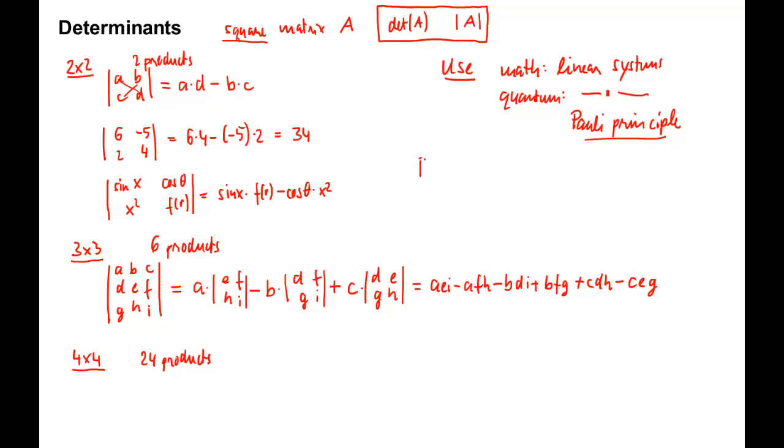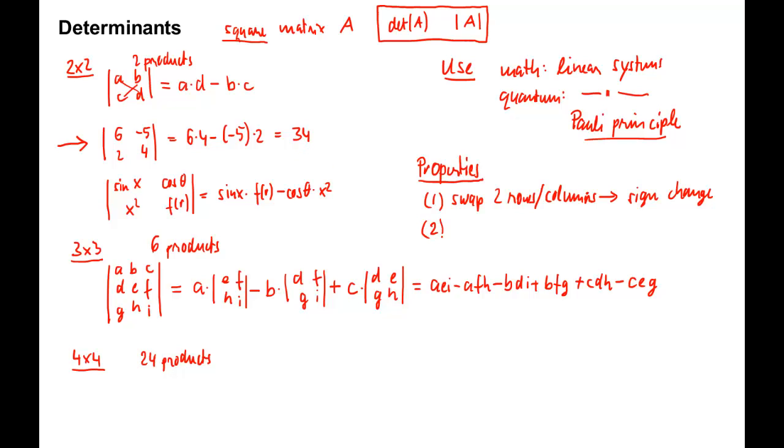Determinants have a lot of useful properties. For quantum chemistry, the most useful ones are the following. First, if you swap two rows or two columns in a matrix, then the determinant changes sign. For example, in our first numerical example of the matrix 6, 2, -5, 4, if we were exchanging the two columns, we would end up with a value for the determinant of -34.